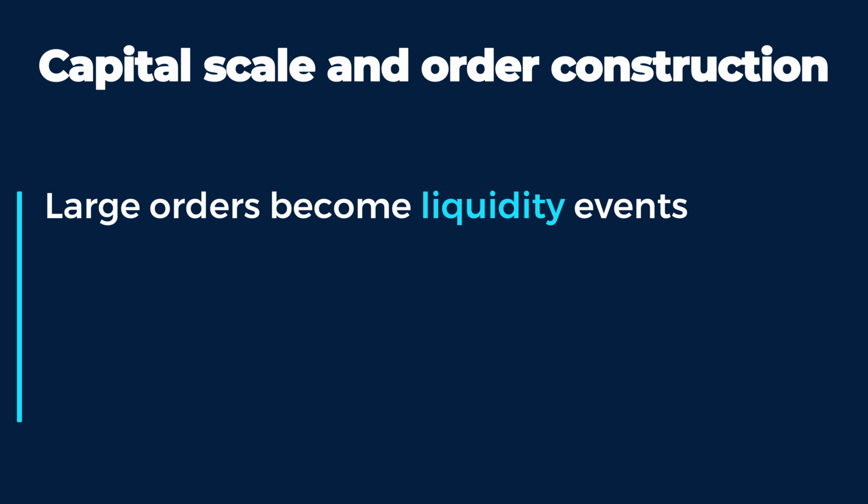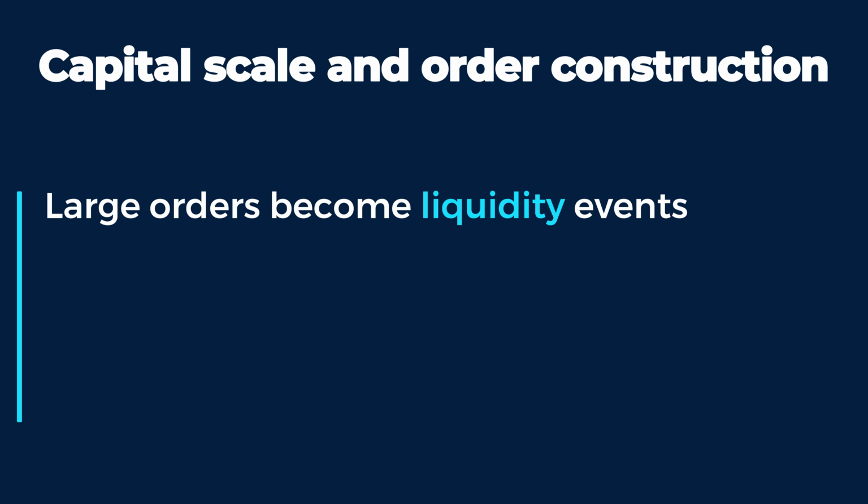Variable 2. Capital scale and order construction. At higher capital, the ETF becomes a venue. Your orders become a liquidity event. The key decision is not which ETF has the lowest fee. The key decision is which ETF can absorb my order with minimal impact. This connects to share class design.